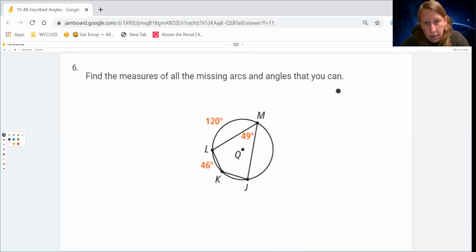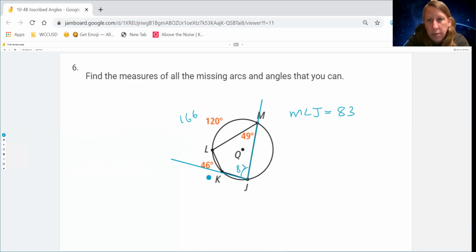Let's do it. So this one's kind of interesting. I like the letter J. I'm randomly going to start there. Let's see if we can find this one. Do we know its intercepted arc? Yeah, it's going to be 120 plus 46, and then divided by 2. So that's 166 divided by 2 is 83. So measure of angle J is 83 degrees. There's only one angle J in the figure, so I don't have to use all three letters.